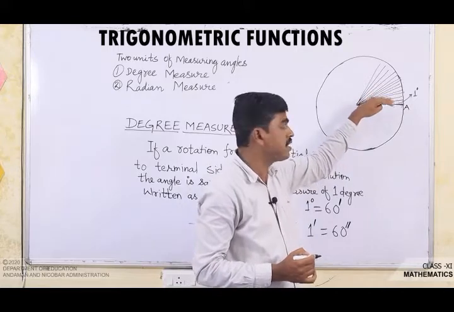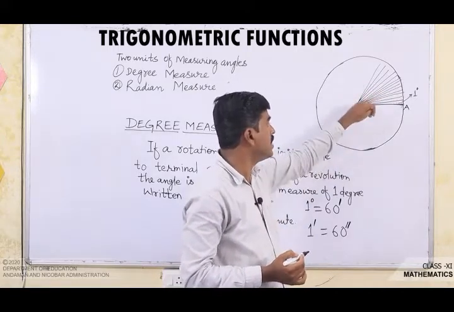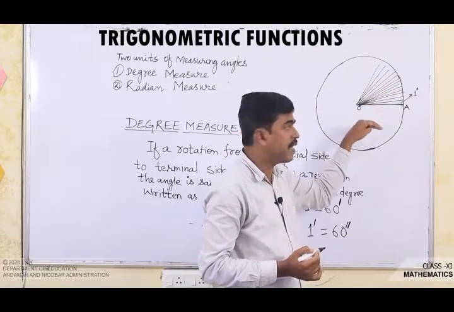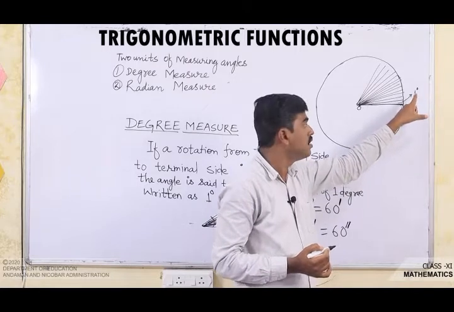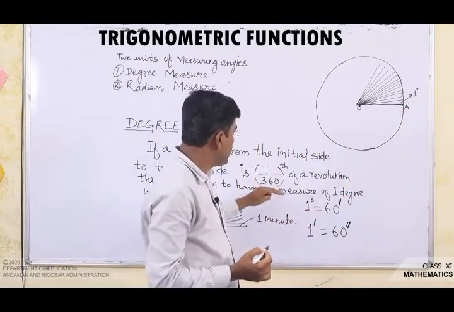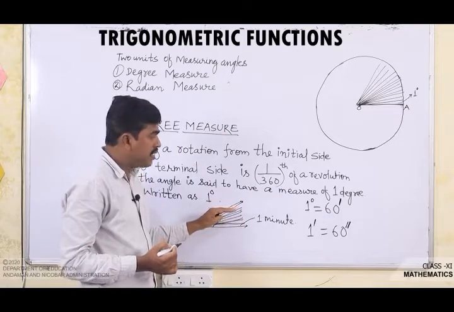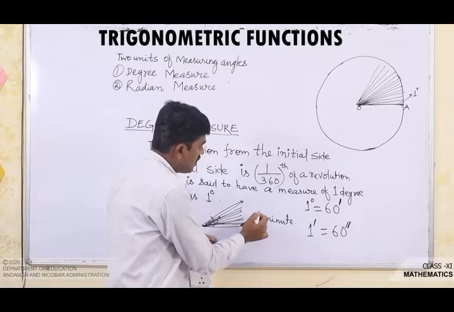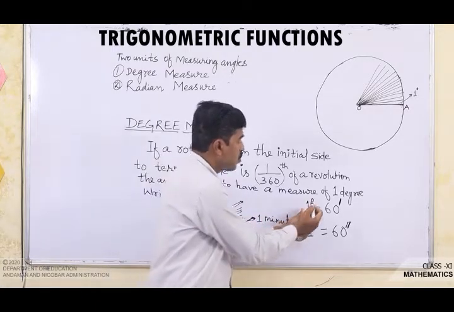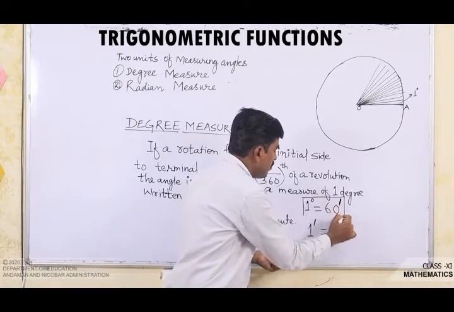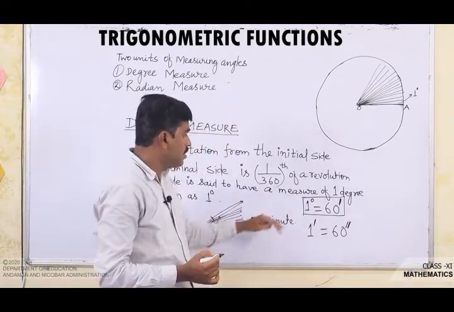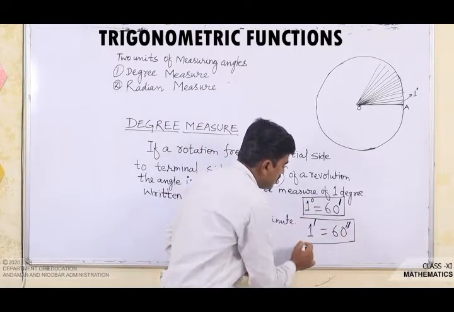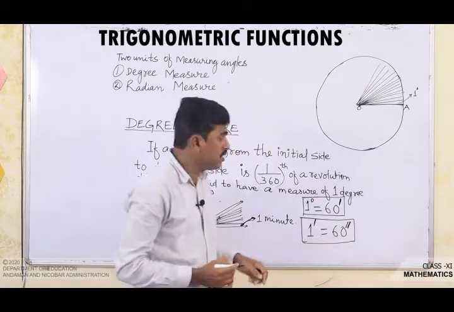In this one complete rotation, we get a circle, and we know that the complete angle in a circle is 360 degrees. So it is divided into 360 equal parts, and each part measures 1 degree. 1 degree is further divided into 60 equal parts, and each part is defined as 1 minute. So in 1 degree there are 60 minutes, and this 1 minute is further divided into 60 equal parts, that is, 1 minute is equal to 60 seconds.